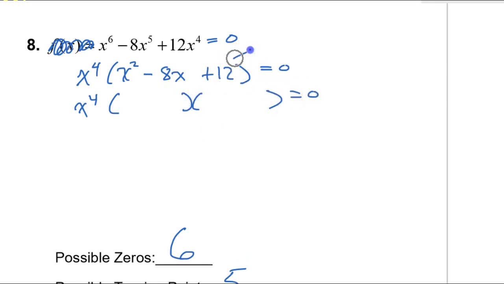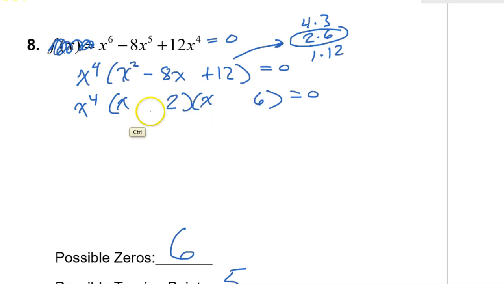Now I'm looking at that 12, and I'm thinking this is either going to be 4 times 3 or 2 times 6, or 1 times 12. Okay, now considering I'm trying to get negative 8x, the 2 times 6 is going to be the one I'm going to choose. X squared has to be x times x. Okay, so let's go ahead with 2 times 6.